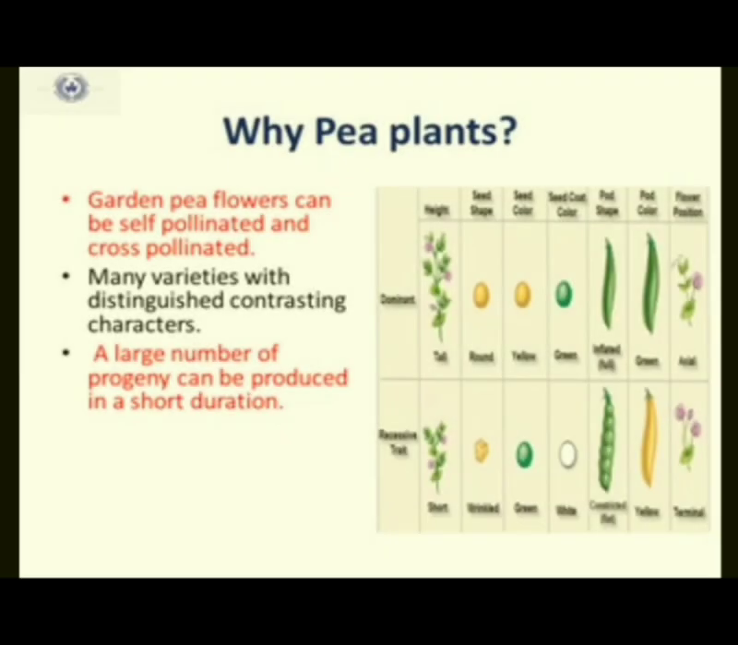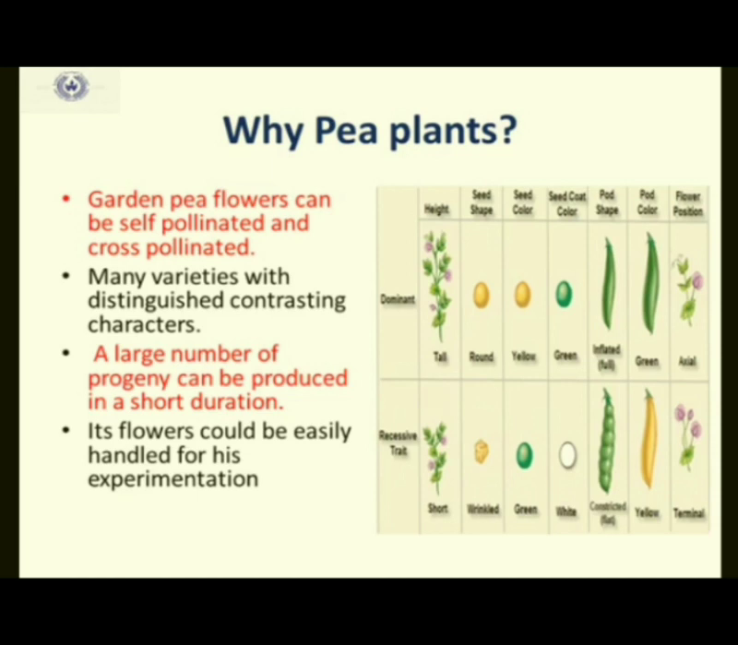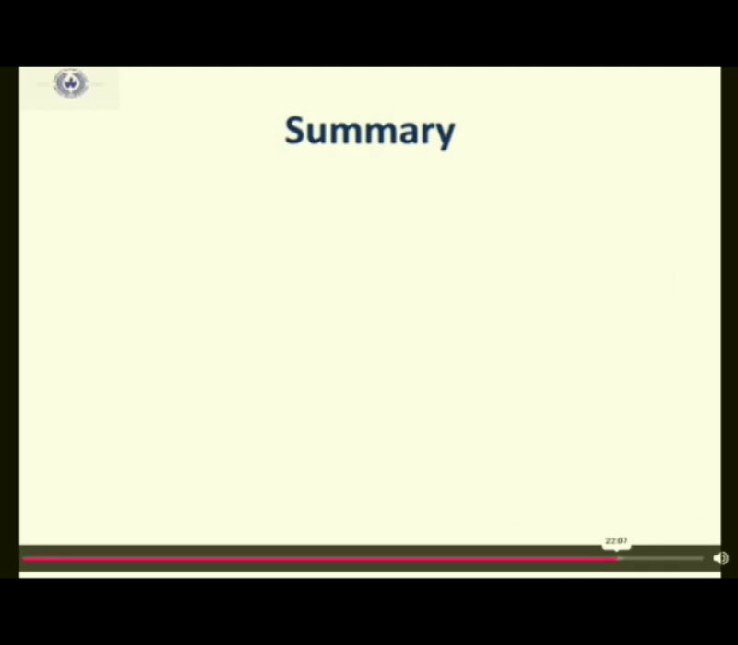Another feature of pea plants is they have a short lifespan. So he could raise many generations within a short period of time. So he could easily study the transmission of traits in many generations within a short period of time. And also the pea flowers could be handled easily for his experiment. Because of all these characteristics, Mendel had chosen the pea plant for his experiments. And as I have said earlier, by studying the pea plants, he brought out 3 important laws of inheritance. About his experiments and these 3 laws we will be discussing in the coming module.